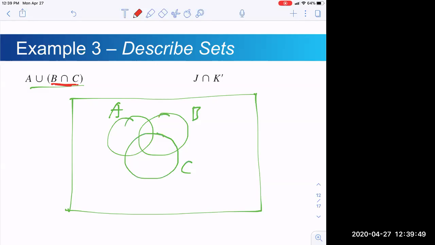Let's see, B intersect C. This is the stuff that's in both B and C. Now I want to union A with that. Well, I take everything that's in A or everything that's in here, which is this. So if I continue shading, the purple is A union B intersect C. The thing that gets added is this little part of the intersection between B and C.